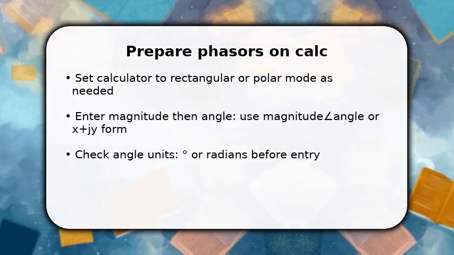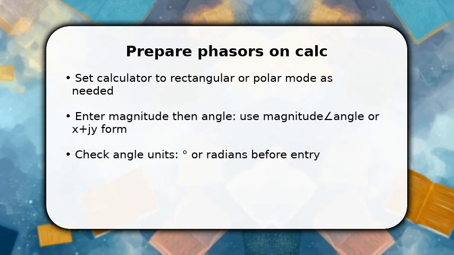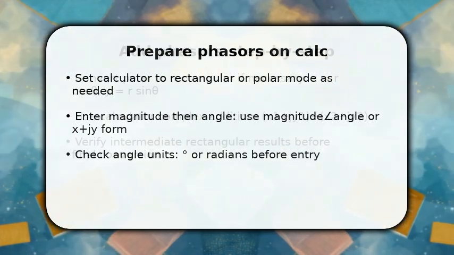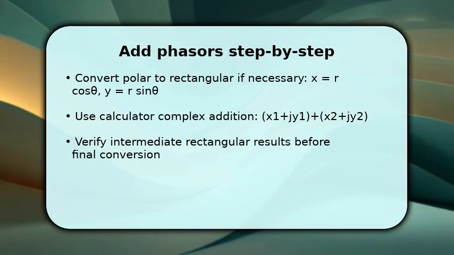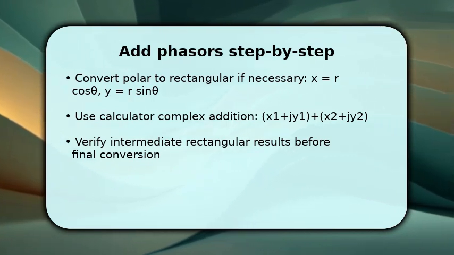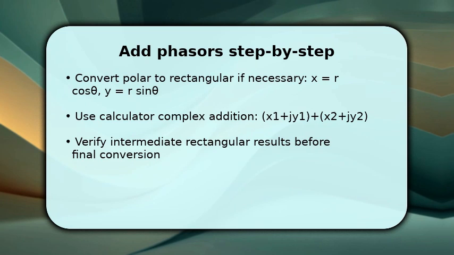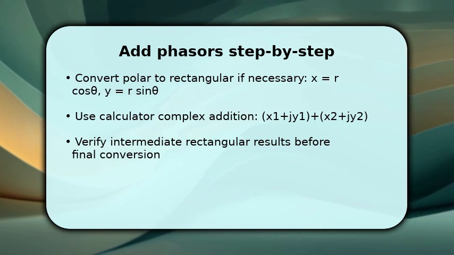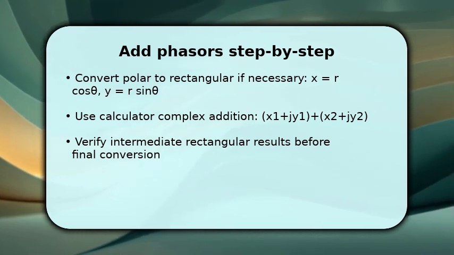Once the first Phasor is entered, store it in memory or a variable so you can add it to the next Phasor without retyping values. Now convert any polar Phasors to rectangular to simplify addition. Compute x equals r cos theta and y equals r sin theta for each Phasor. You can do this manually or use the calculator's conversion functions, then perform complex addition directly.